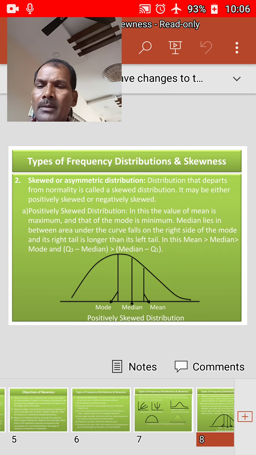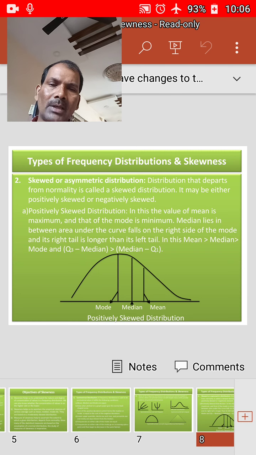The median lies in between these two extremes. When you see the PPT, you will come to know which is minimum, which is maximum, and in between these two extremes you will find the median.